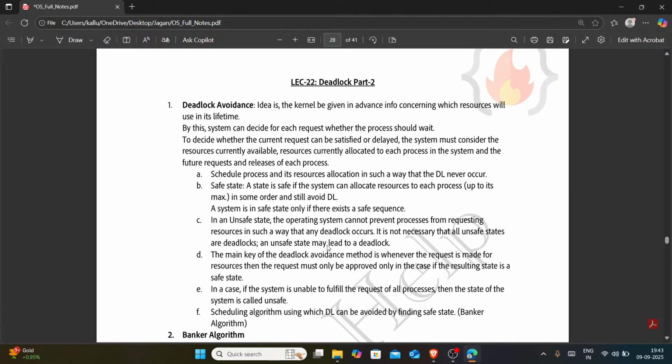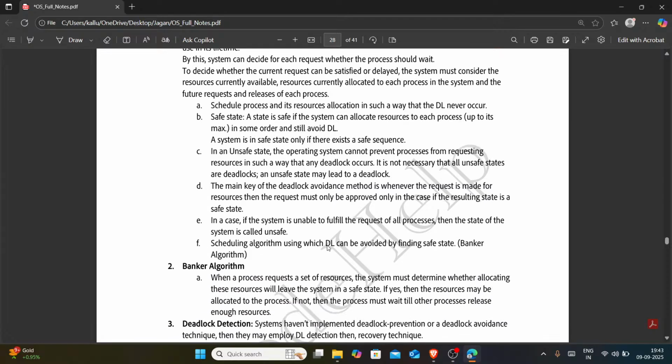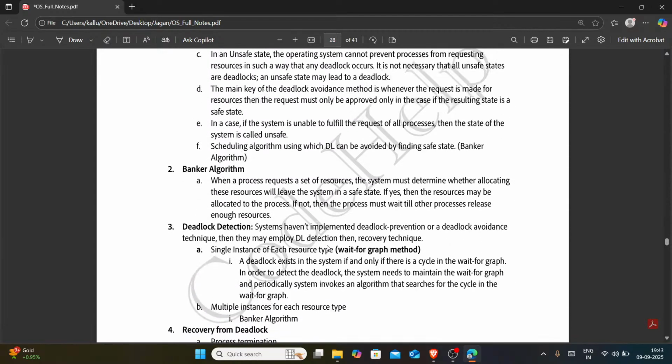If we give the required resources to the requesting process, we check whether after giving them our state leads to a safe state or not. The system must determine whether allocating these resources will leave the system in a safe state. If yes, the resources may be allocated to the process. If not, the process must wait till other processes leave.